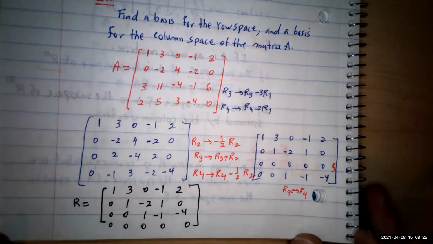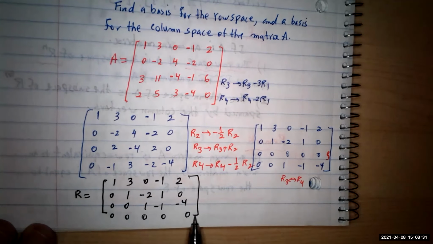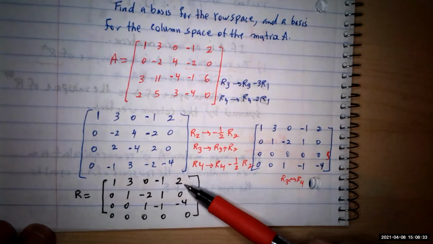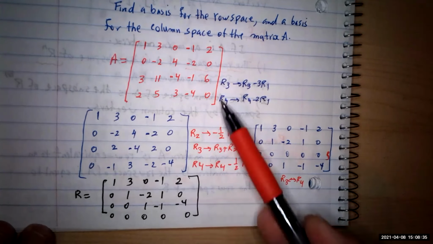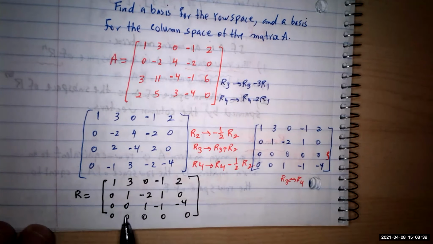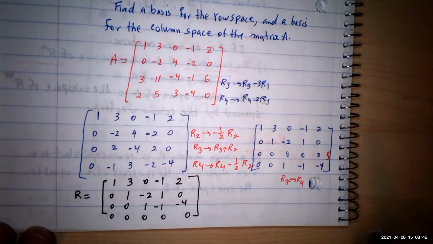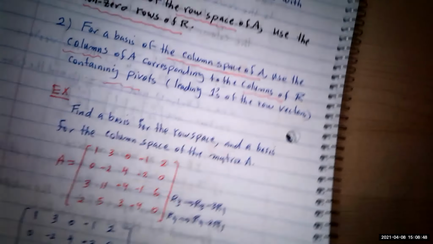So a simple method: a matrix is given. You want to find the basis for the row space and the column space. You change it to the row echelon form. The non-zero row vectors are going to be the basis for the row space. You check the position of the pivots, the first, the second, the third column. You go to the A and you pick the corresponding ones, and then you are done.